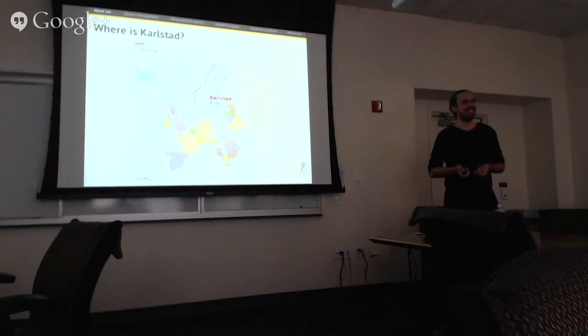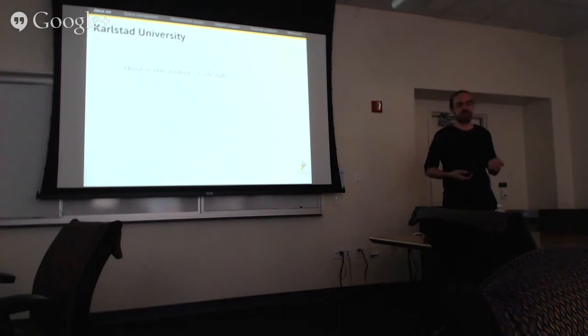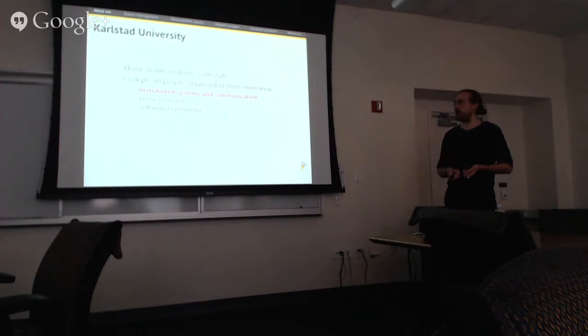The university is quite small, about 16,000 students, 1,200 staff. It's sort of a rural town in the middle of the big forest of Sweden. We have a computer science department of about 40 people, and I'm in the distributed systems and communication group, one of the 3 research groups that we have at the university. We do various national and EU research projects, and the CS department has also been appointed a strategic research area for the university. So there's quite a lot going on. There's a lot of people coming in. It's small, but things are happening, and that's pretty cool.